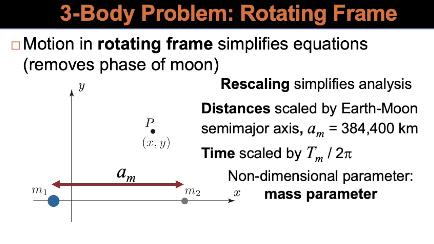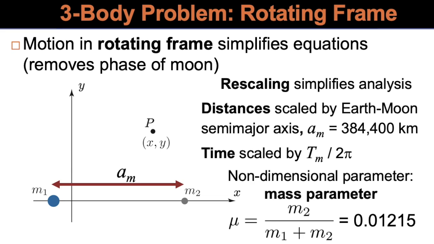When you do that, the gravitational constant, in these units, is equal to just 1. So it basically falls out of your equations. And the only parameter that's important to the qualitative dynamics of this test particle P is something called the mass parameter. It's the mass of the smaller massive body to the sum of the two. So this would be the Moon over Earth plus Moon, which is about 0.01215.